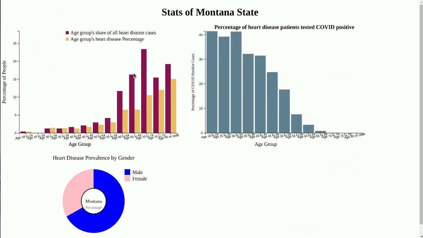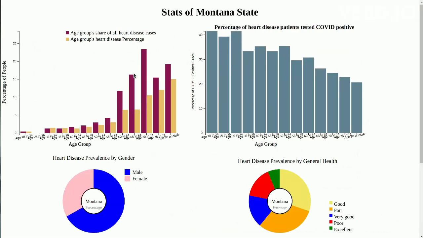On clicking on each state, we'll get the stats of that state. Here we have shown the heart disease percentage of each group in a group bar graph. The x-axis indicates the categories of each group and the y-axis indicates the people having heart disease. The maroon color indicates the age group share of all heart disease cases and the yellow color indicates the age group heart disease percentage. As both x and y axes are the same for both the graphs, these can be combined into a group bar graph. On hovering, the corresponding percentage of people having heart disease is shown.